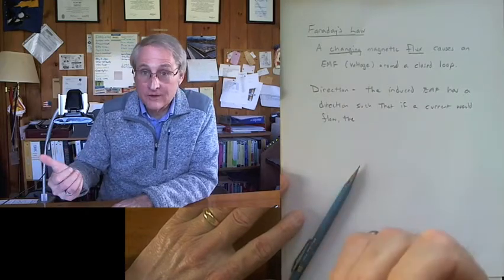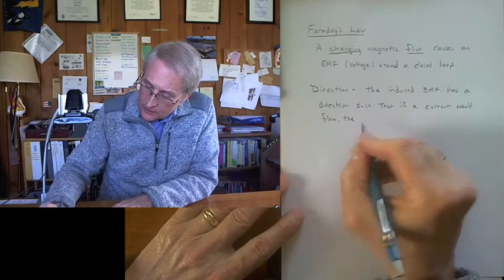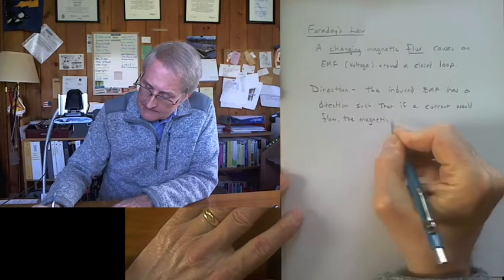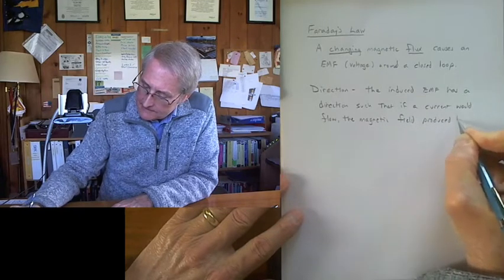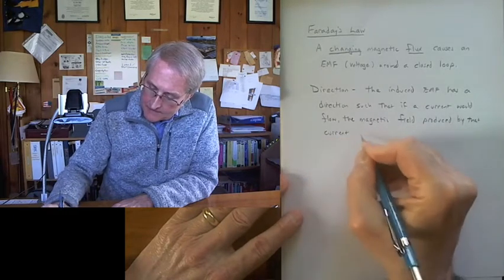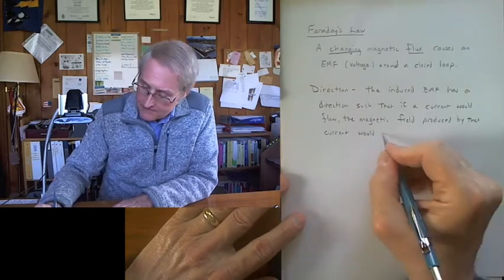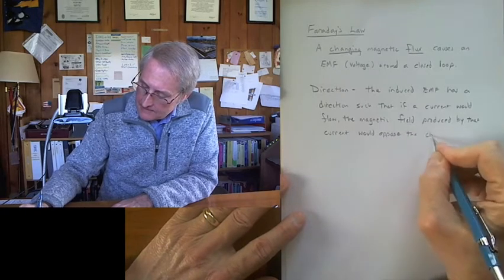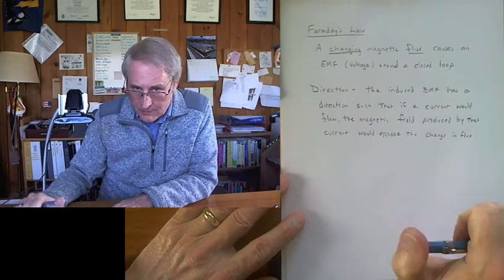Now, right-hand rule for the magnetic field of a current. Okay, if a current would flow, the magnetic field produced by that current would oppose the change in flux. That's very general, but also confusing.